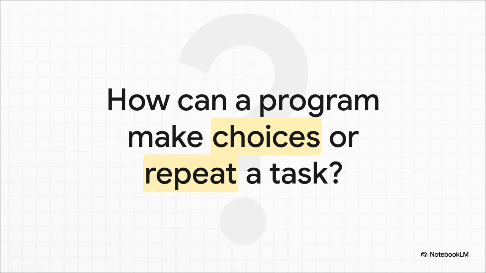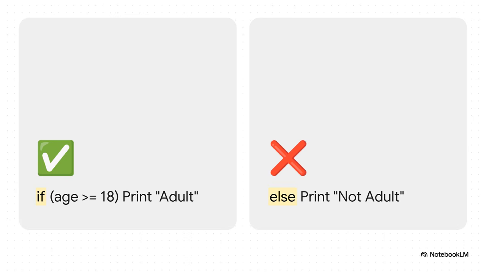We want them to be smart, to adapt. If a user is old enough, do one thing. If they're not, do something else. And if we need to print a message 500 times, there is no way we're going to type that out by hand. And this is the fundamental fork in the road for any program, the if-else statement.